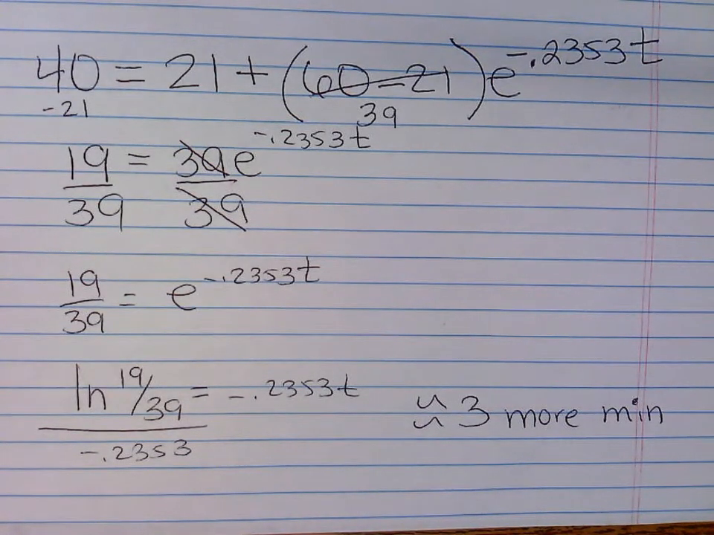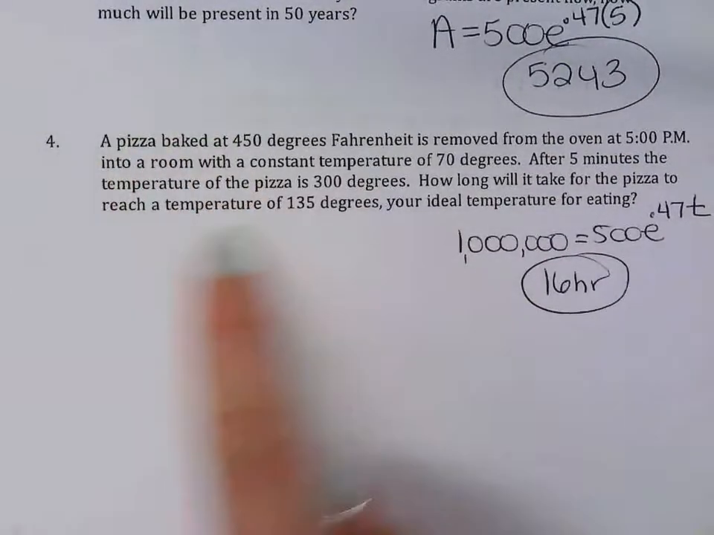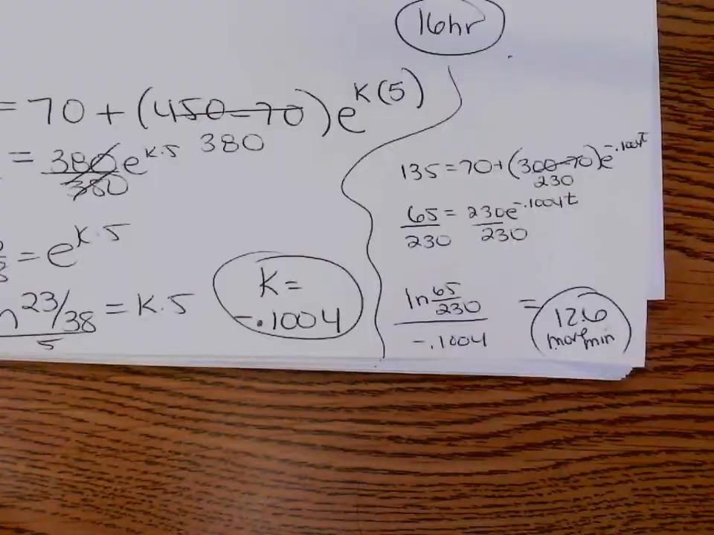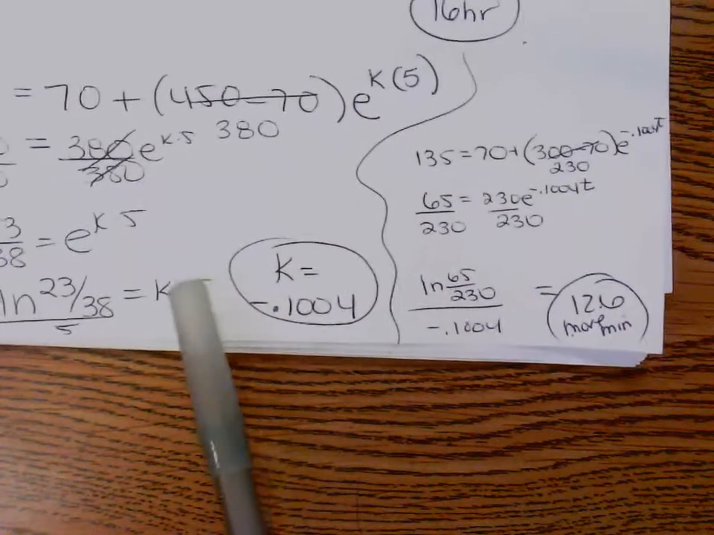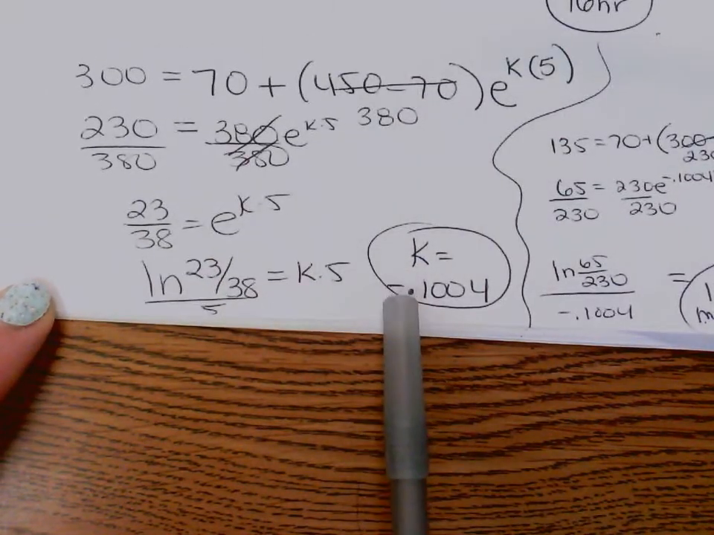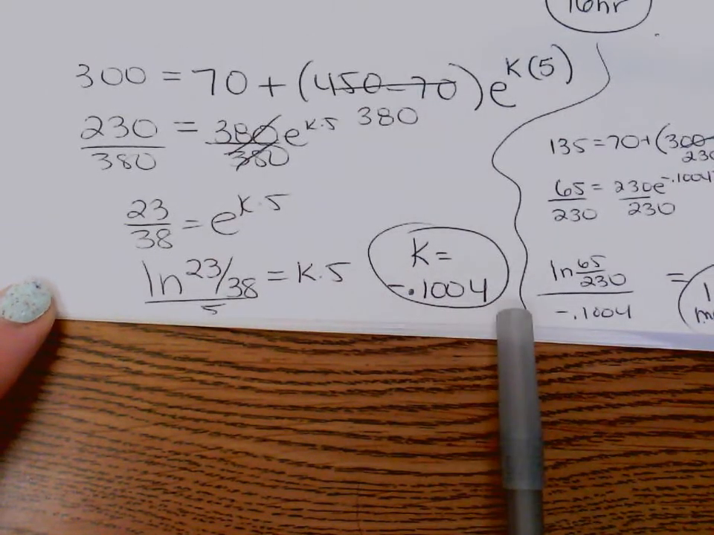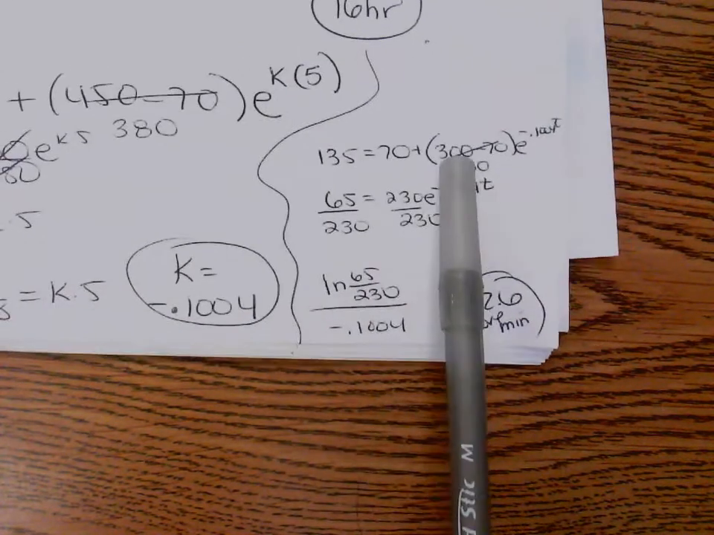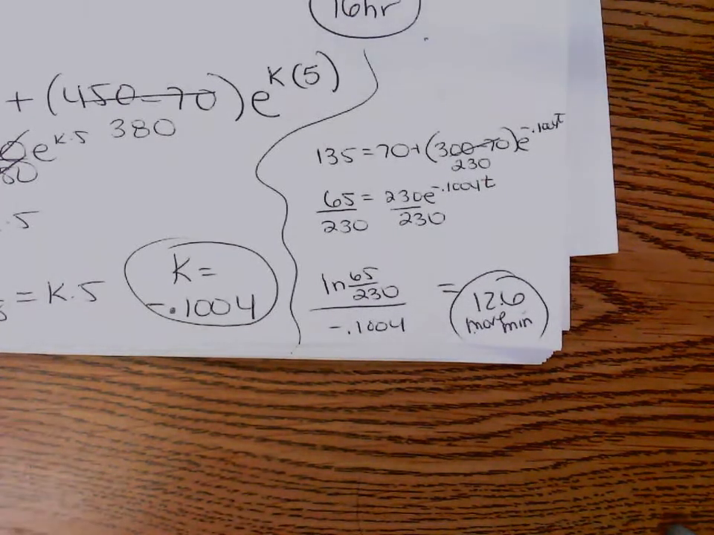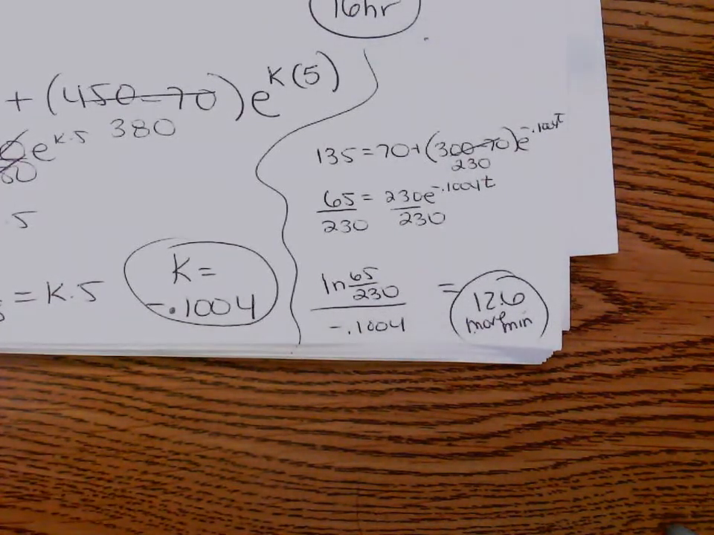So now we're going to look at number 4 on the next page, the pizza. So I used my k value; here's my k value calculation. K came out to negative 0.1004. Then I started at 300 degrees and solved for t, so 12.6 more minutes or 17.6 minutes total.